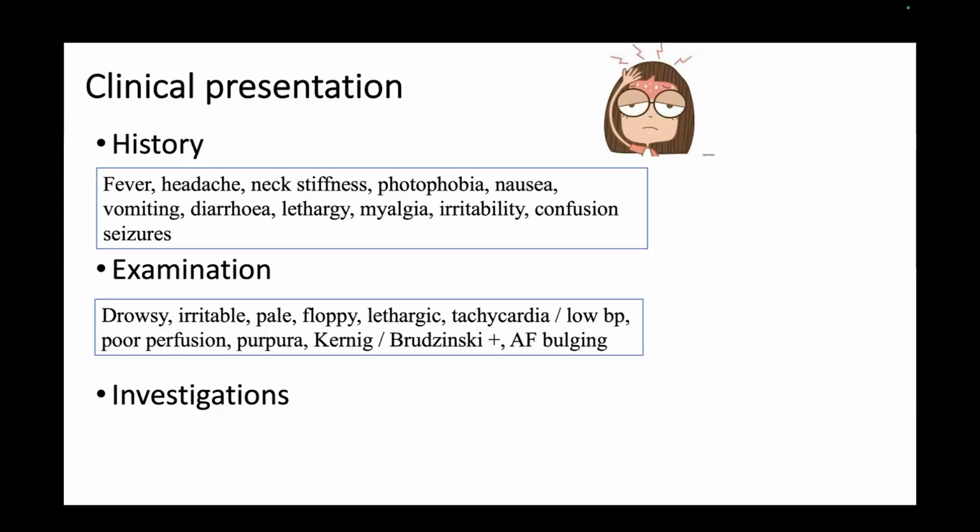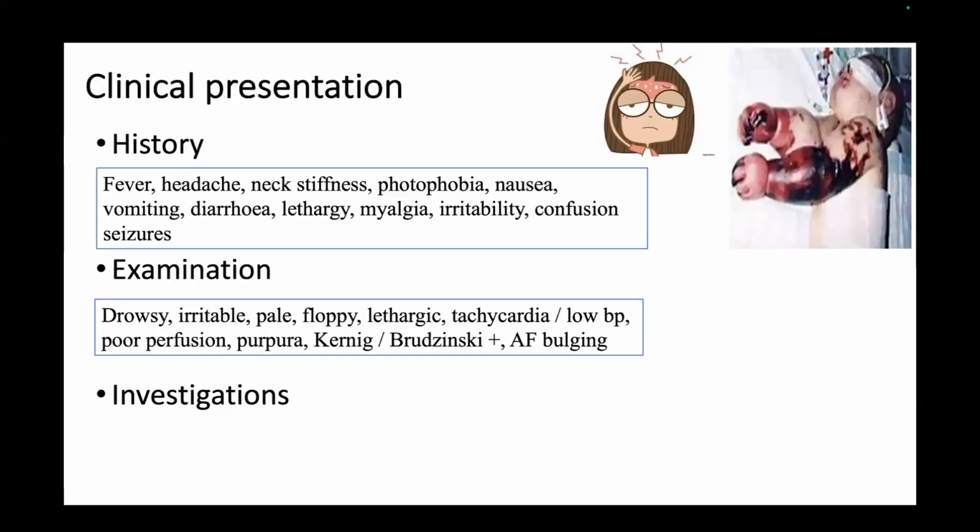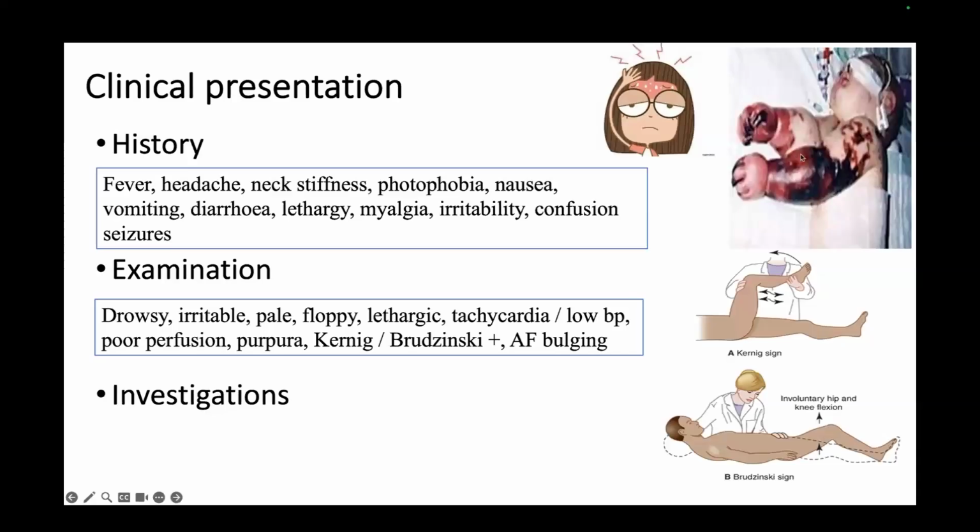Poor perfusion, meningococcal disease, we can see purpura. And in other causes of DIC, so if you had an overwhelming bacterial infection, even not with meningococcal disease, you could see purpura. And then Koenig and Brzezinski's signs. So this is purpura in the pictures there, and Koenig and Brzezinski's signs.